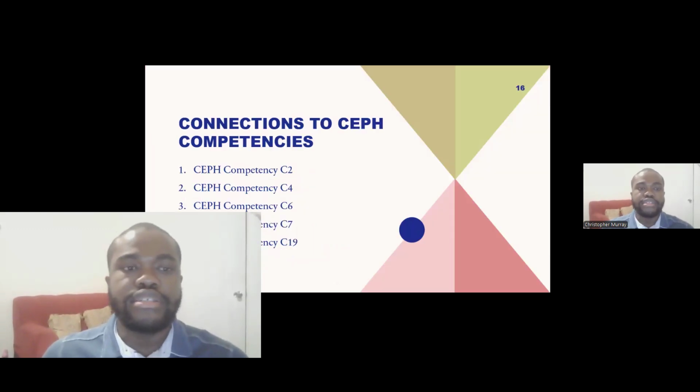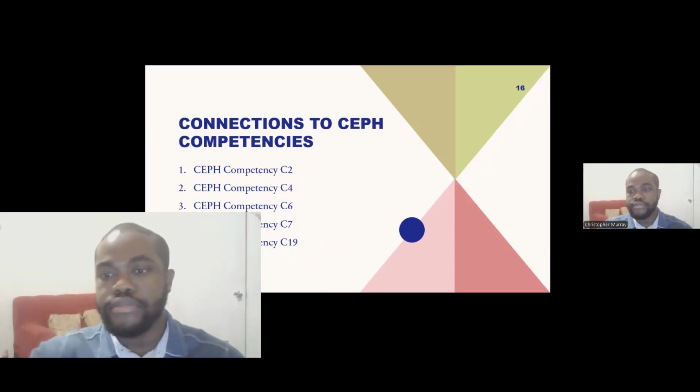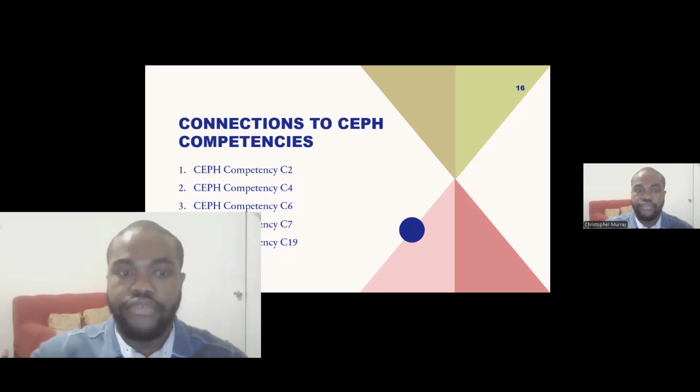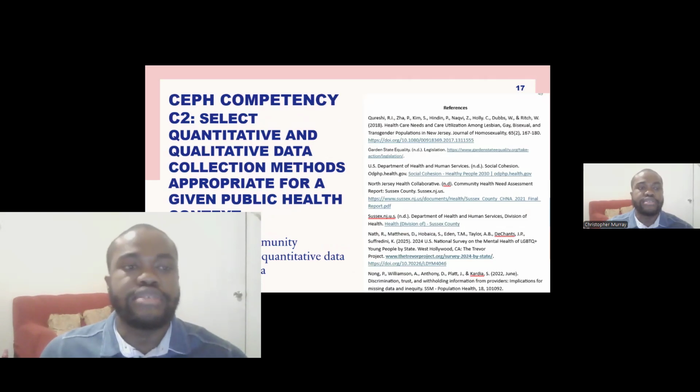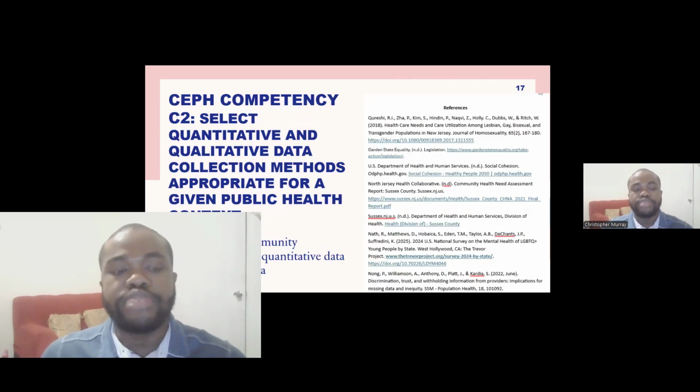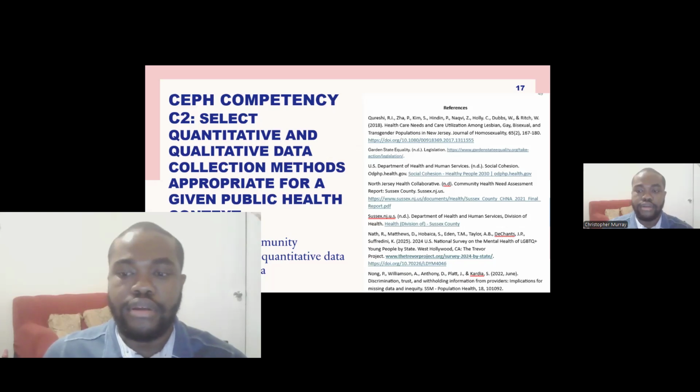So the connections to the SEEP competencies. So we have SEEP competency C2, which is to select quantitative and qualitative data collection methods appropriate for a given public health context. My LGBTQ community assessment, which is my second major work product, utilized quantitative data especially when detailing the demographics of the population, and qualitative data mainly when dealing with the health needs of the population.